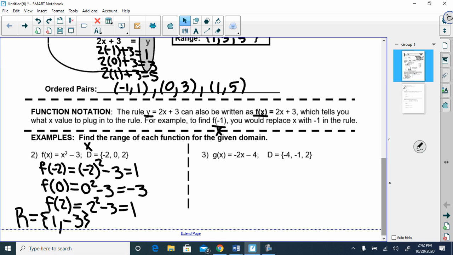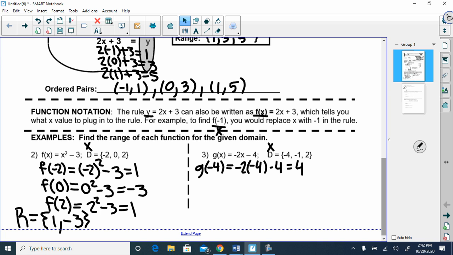Okay, same idea over here. Again, they gave me domain. We know domain is x. So anywhere there's an x, I'm going to go in and replace it with those numbers. So instead of g of x, my first one is going to be g of, very good, is equal to negative 2, and instead of x, I'm going to plug in, and then we have minus 4. So what is negative 2 times negative 4? 8. And what is 8 minus 4?